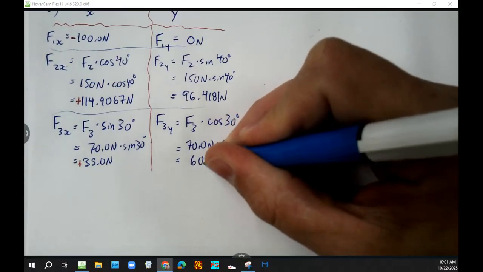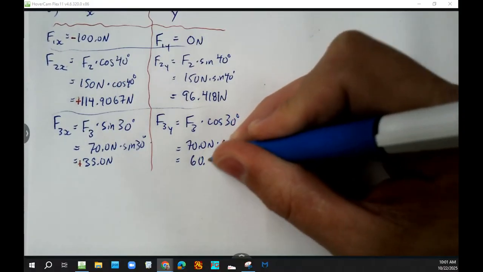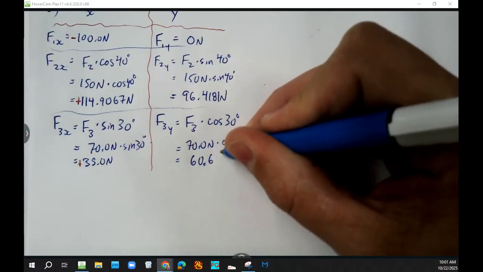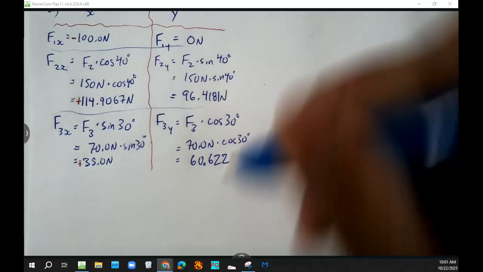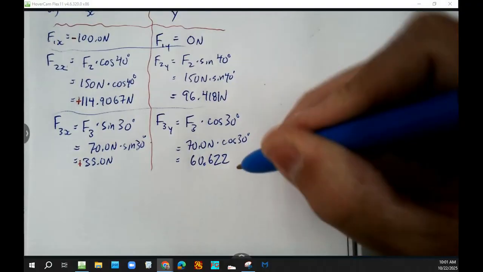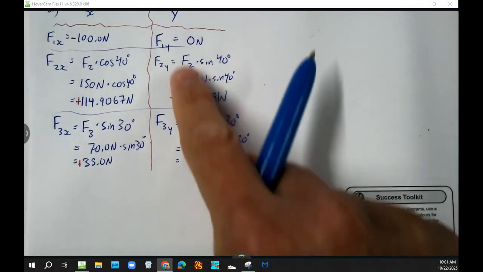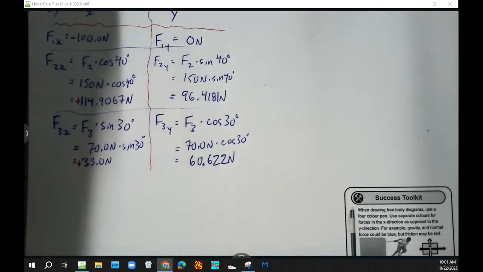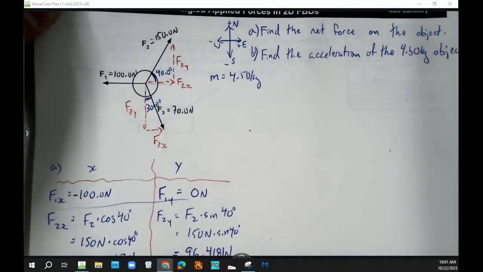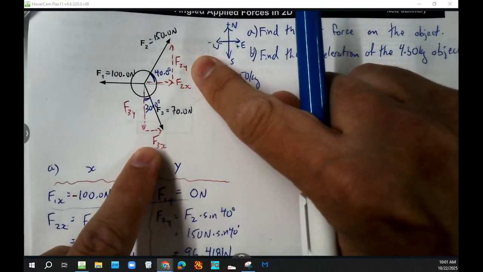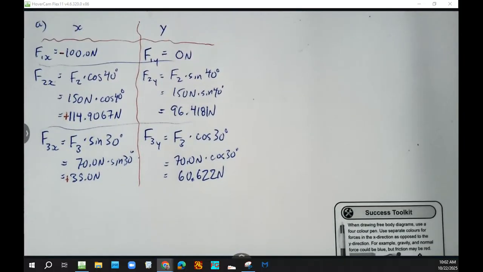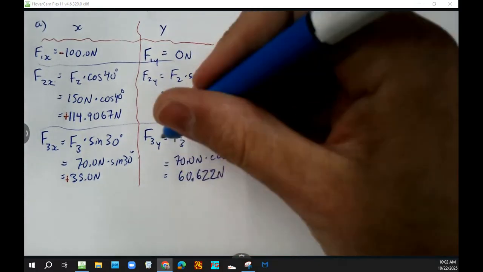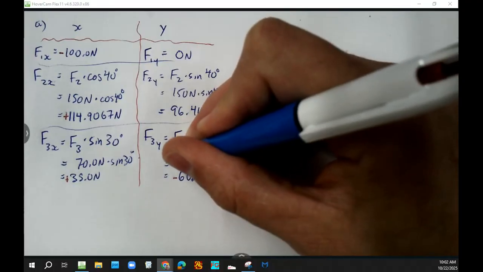So 60.621, okay, yeah. Can I just say 622? Whatever. Yeah, 622. As I look at this, is there anything in my y column that should be negative based on our reference frame? Take a look at the picture. Are any of these y values going to be negative? Yep. F3y, you got it. Yeah, so I come back down to my table of values, or my organizer, if you want to call it that, and I recognize, okay, so this guy here, this one was negative.